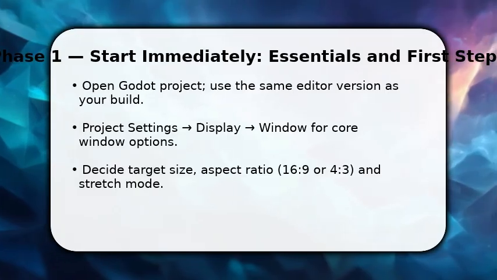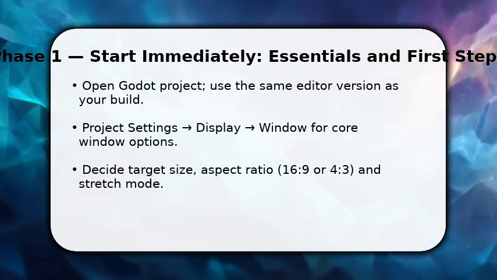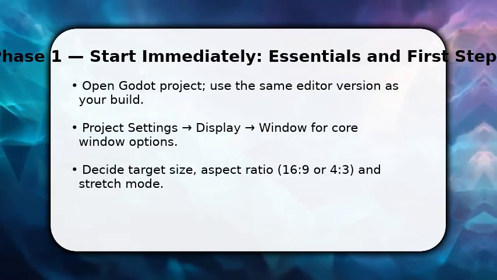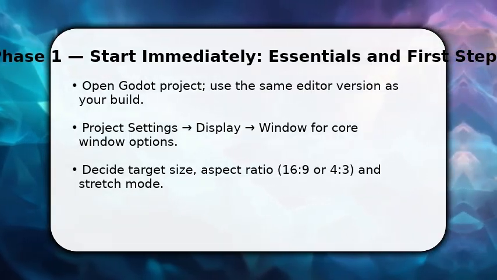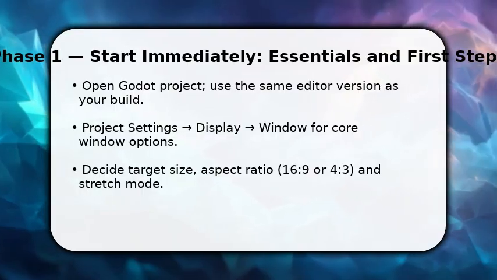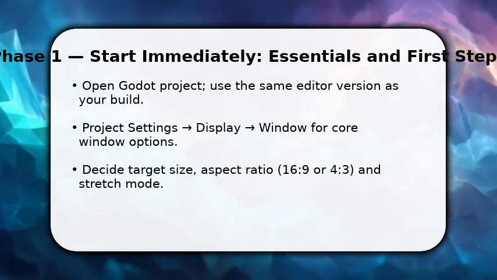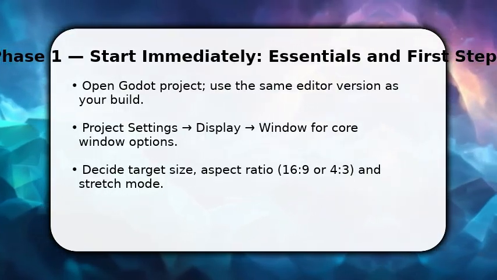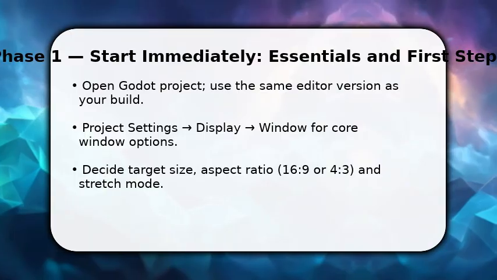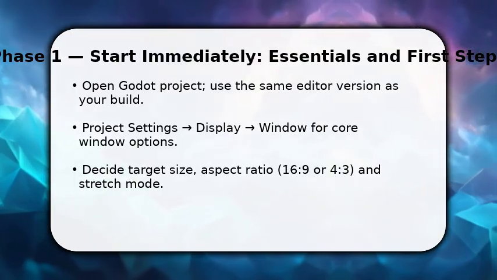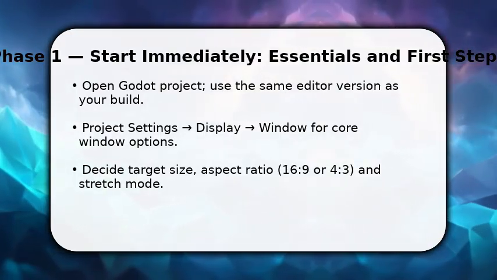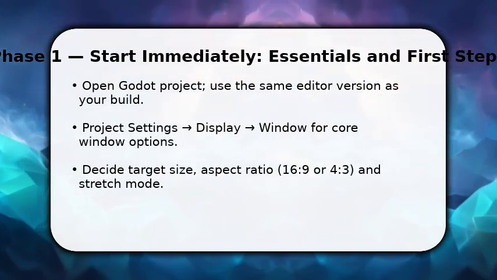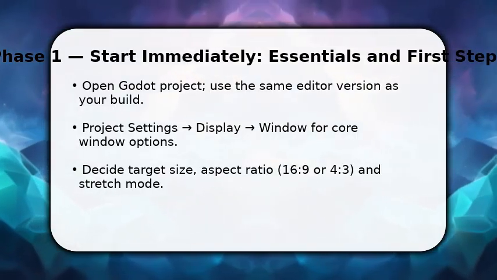You start inside the Godot editor with your project open. Make sure the scene you test is active. First, open project settings, then go to display, right arrow, window to access resolution controls. Set width and height to your target pixels, pick an aspect ratio such as 16:9, and choose a stretch mode, for example 2D or viewport, because that determines scaling behavior. Once done, save the project settings and prepare to adjust viewport and export settings for consistent results.